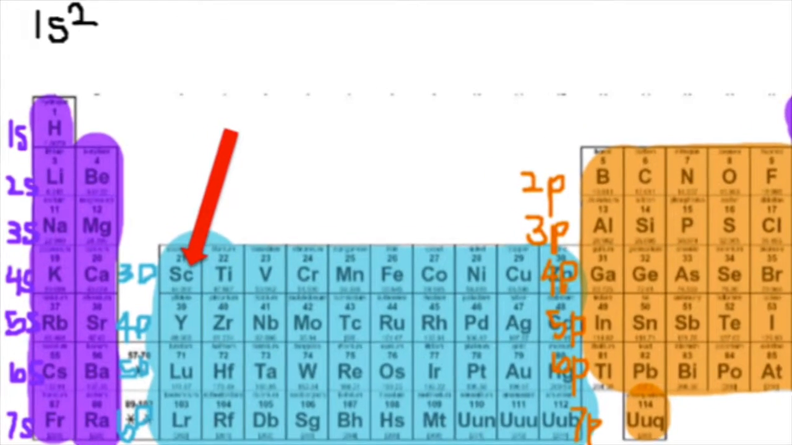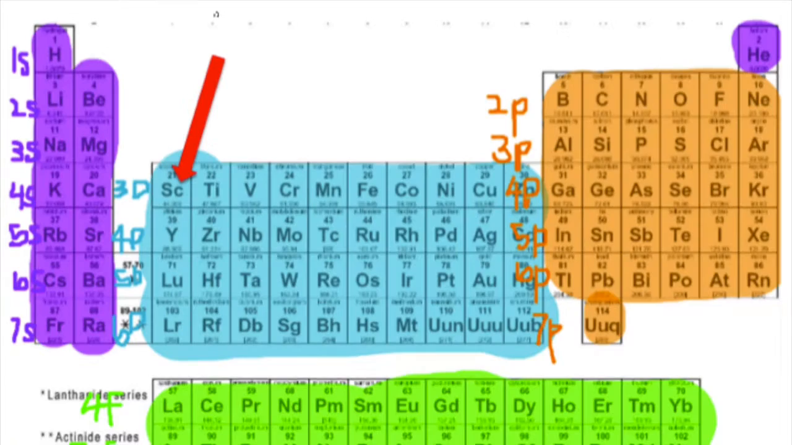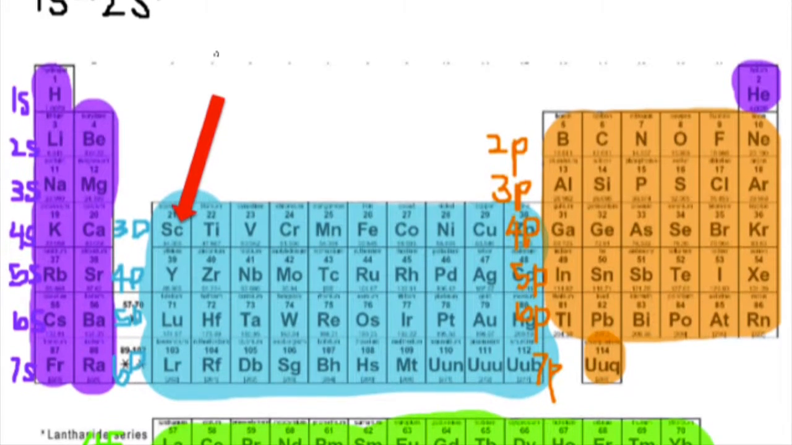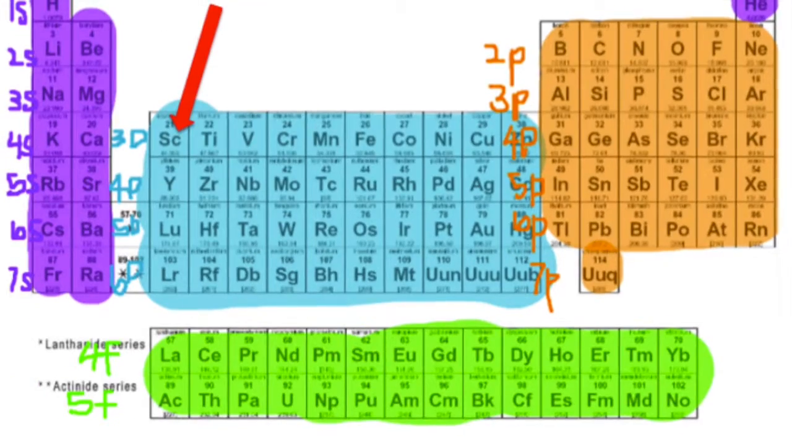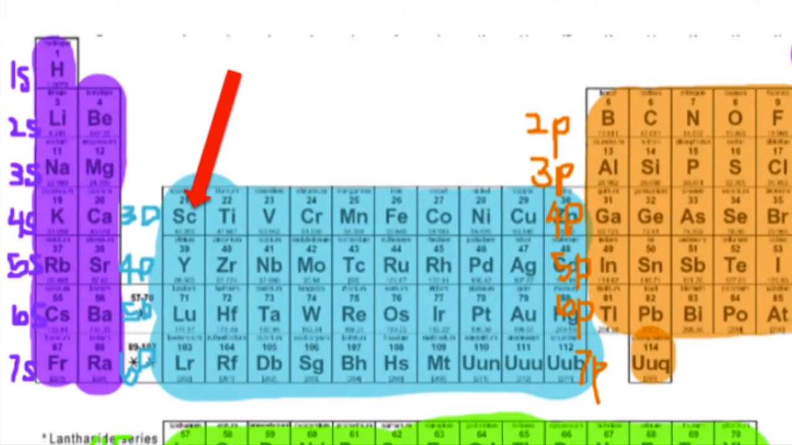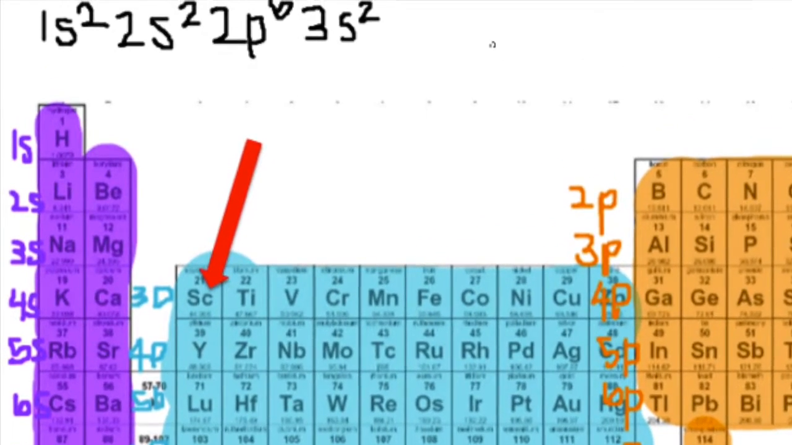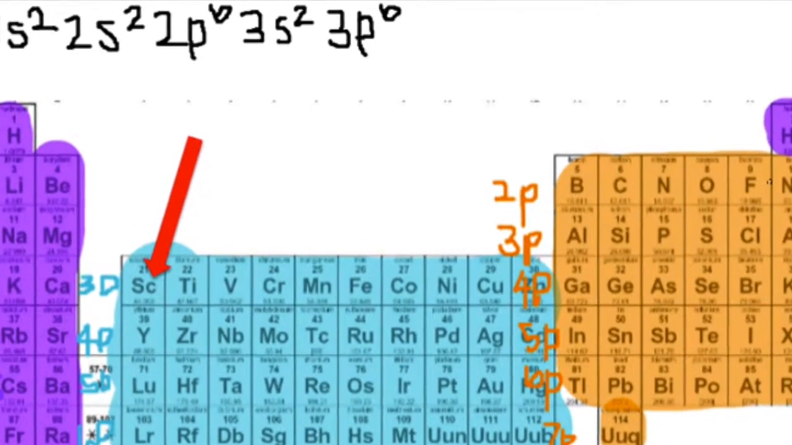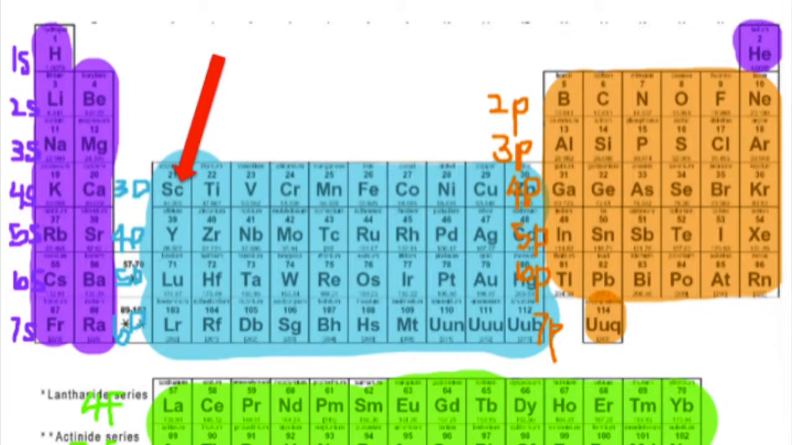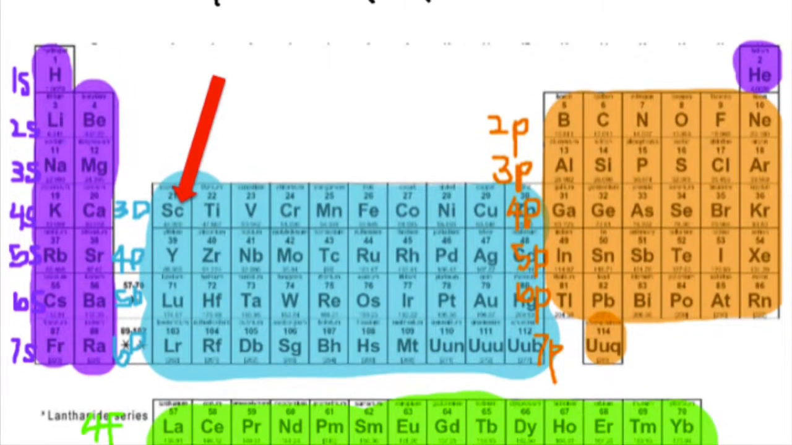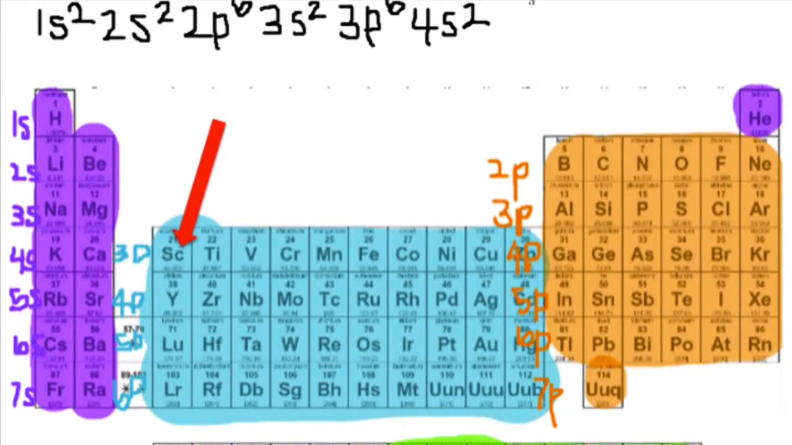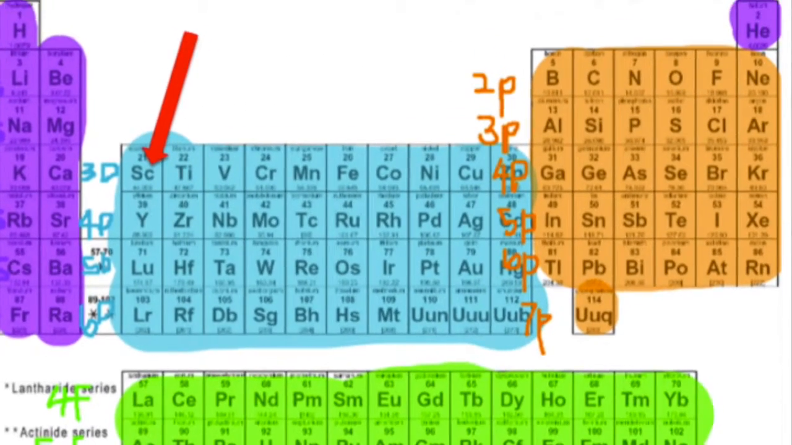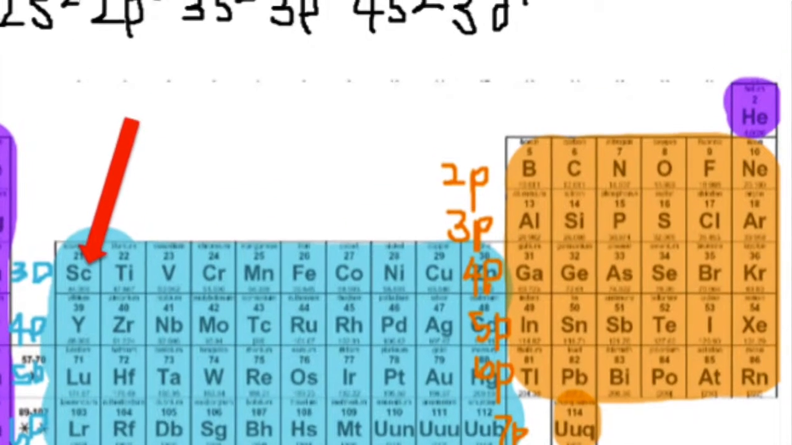Next is the 2s block, which also fills up, so we write 2s exponent 2. Next, since we read like a book, is 2p, which also fills up, because once again, we are going all the way to scandium. Next is 3s, and we still have to keep going, so we write 3s squared. Now we have reached 3p to the 6th, and then 4s squared. We have finally almost reached scandium. We write 3d, and since scandium is the first element in that sublevel, we write 3d to the first. This line of writing is our electron configuration.